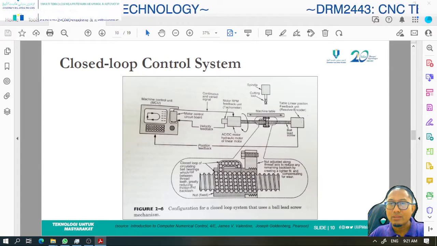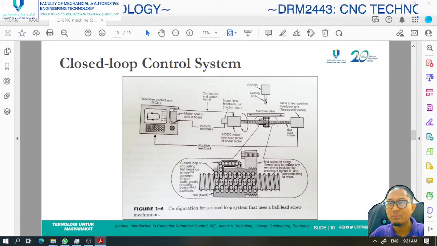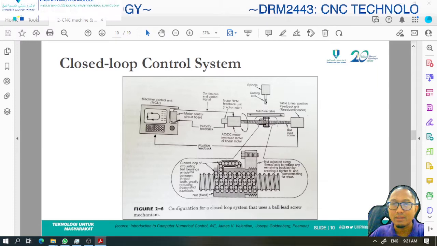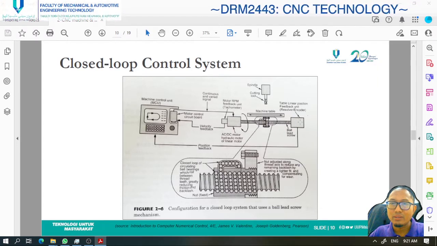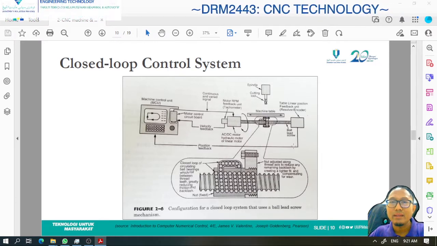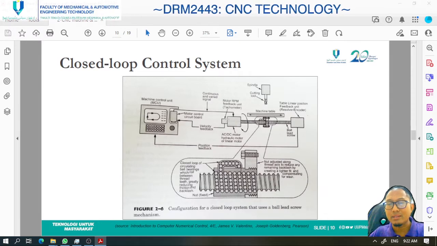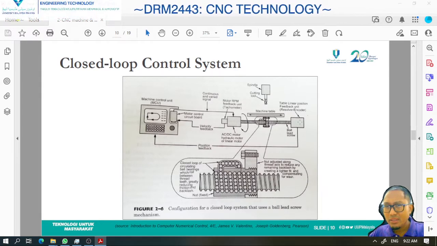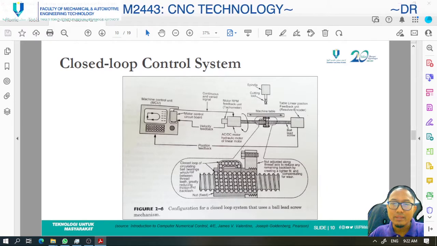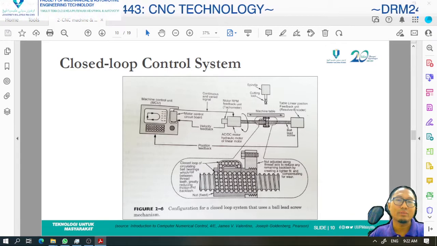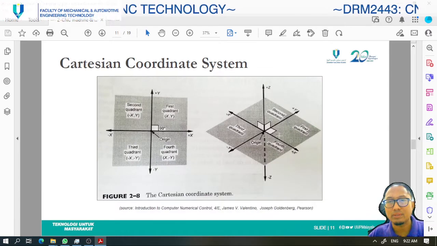Once it rotates the ball lead screw, the tachometer or the resolver or encoder is going to measure how much it has moved, what the speed is, and what the RPM is, and based on the value, it will send it back as feedback to the MCU. Let's say the MCU sends 10 millimeter in the X direction, but the resolver only measures 9 millimeter. So it will send the 9 millimeter value back to the MCU, and the MCU is going to correct the value automatically. So this is the closed loop control system.